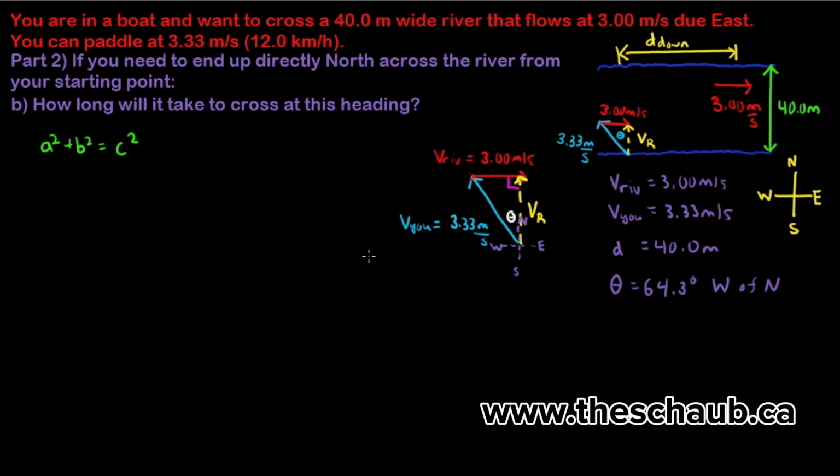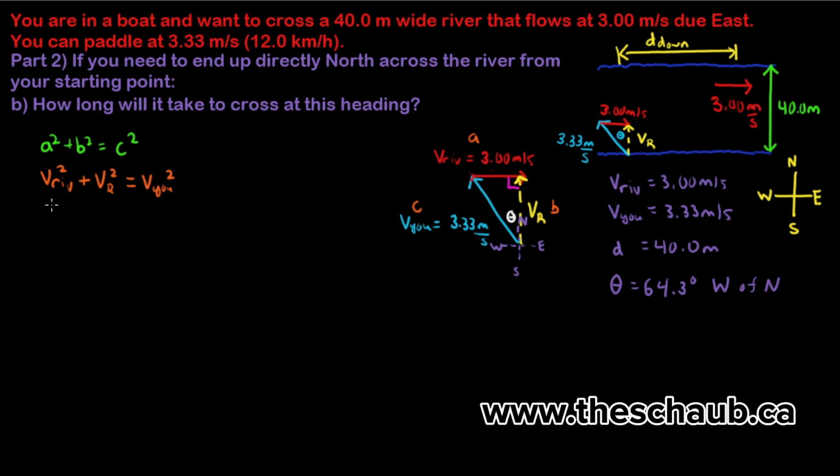Bringing in our variables, we need to be a little careful. So when we label our sides here, the velocity of the river we can call A, the velocity resultant we can call B, and this makes your velocity C, the hypotenuse. So A is equal to the velocity of the river squared plus B, which is the velocity resultant, what we're looking for, squared, and this is equal to C, which is your velocity squared.